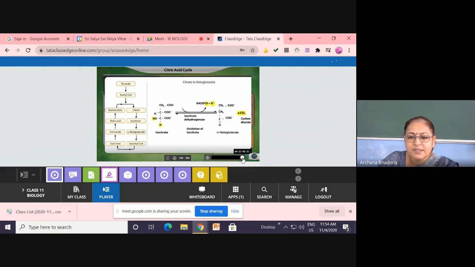Okay, so it is a dehydrogenation reaction. One hydrogen is removed, accepted by NADP, forming the NADPH plus H ions. And carbon dioxide is also removed. Noted?